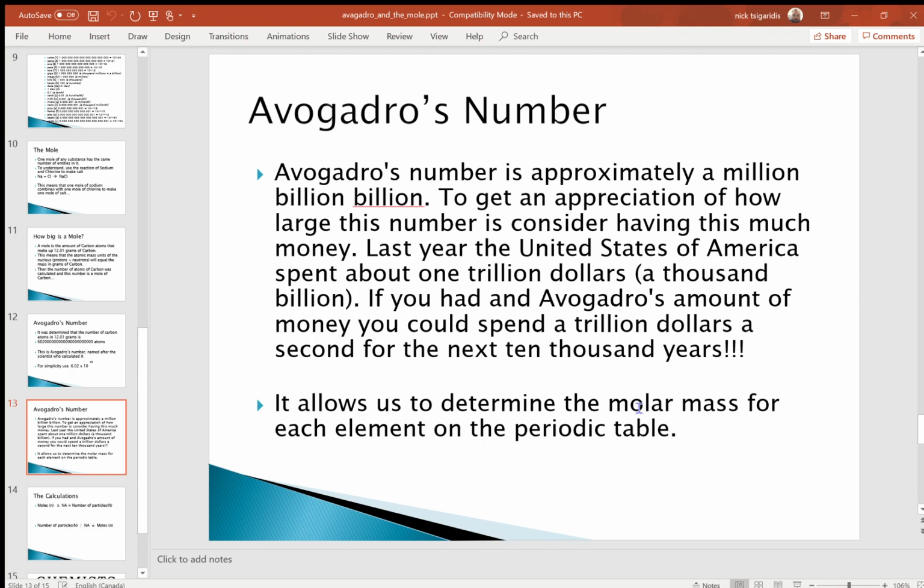Now, if I'm interested in finding the molar mass of a compound, I just sum them together. If I have sodium chloride, for example, I have 1 sodium and 1 chlorine. Sodium weighs 22.98, chlorine weighs 35.45. We add them together and you would get the molar mass of the molecule.